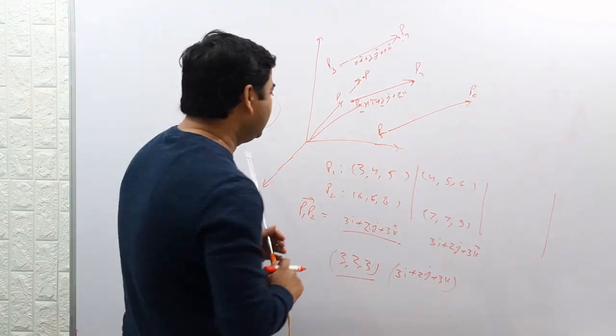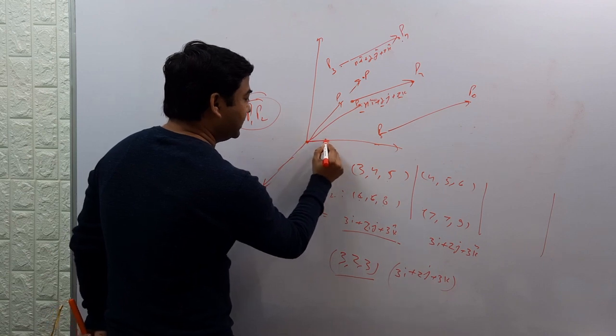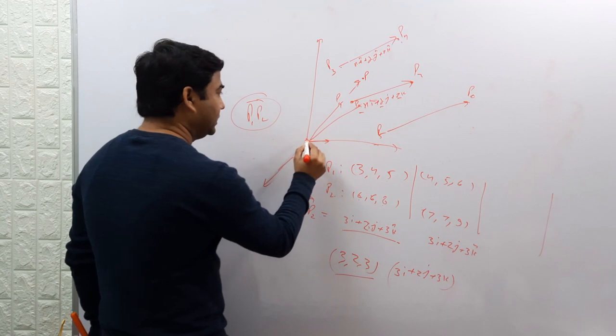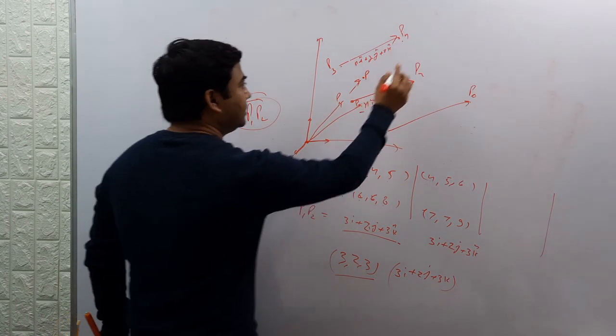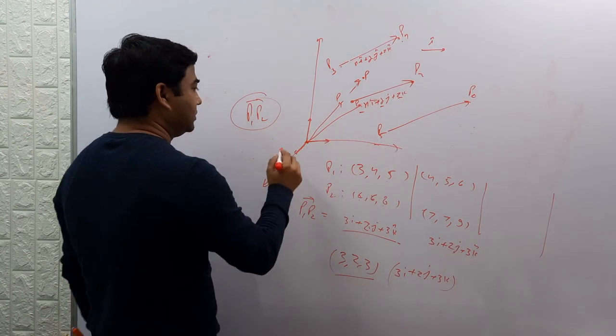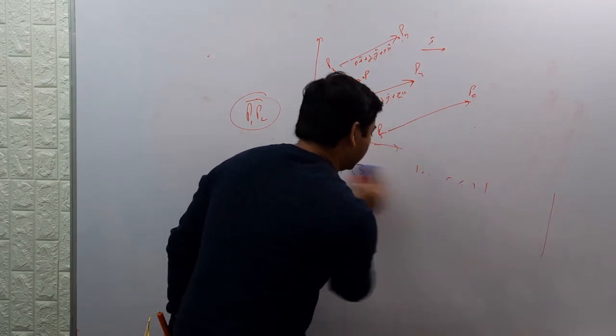So i, j, k: you should not think this i is strictly from the origin to here in this direction, in this location only, j at this location and k at this. I can be here also. I can be here also.